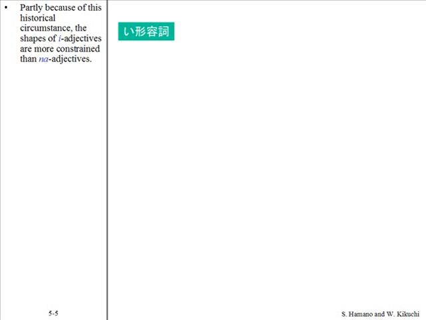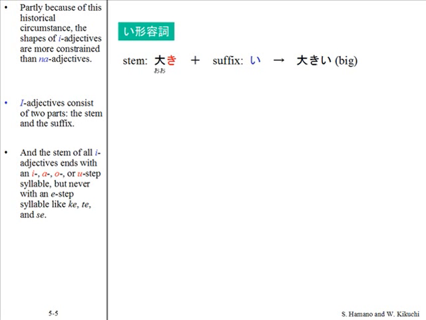Partly because of this historical circumstance, the shapes of I-adjectives are more constrained than na-adjectives. I-adjectives consist of two parts, the stem and the suffix. And the stem of all I-adjectives ends with an I, A, O, or U step syllable, but never with an E step syllable like ke, te, and se.